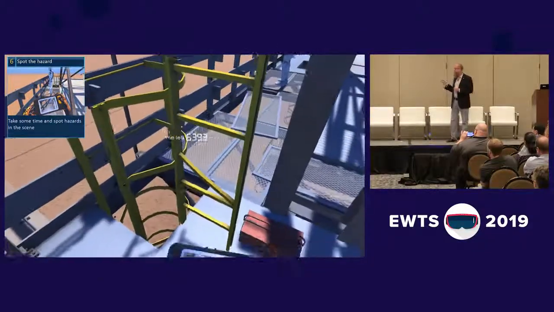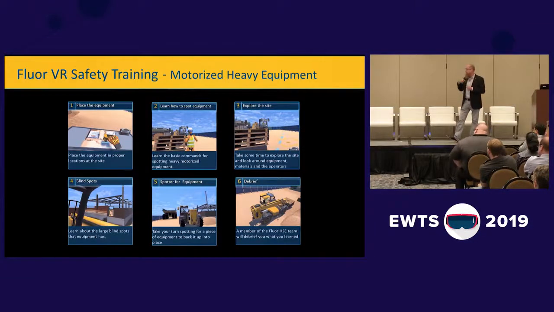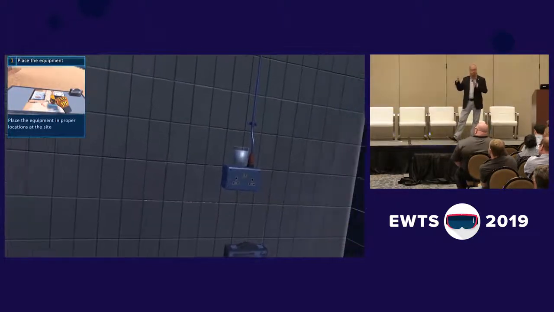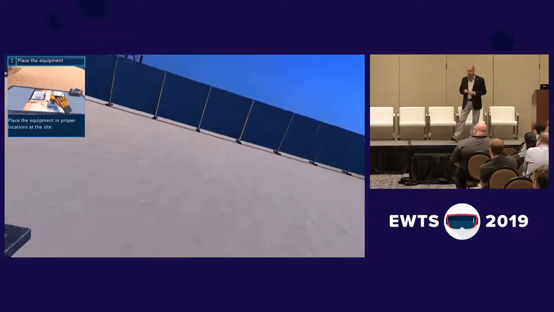But there's the first kind of introduction to the power of virtuality and how we can use it to support safety. So now we're looking at additional opportunities to complete all the life cycles, and we're really reaching out to vendors to help us kind of put all this together. And then this one's on motorized heavy equipment.